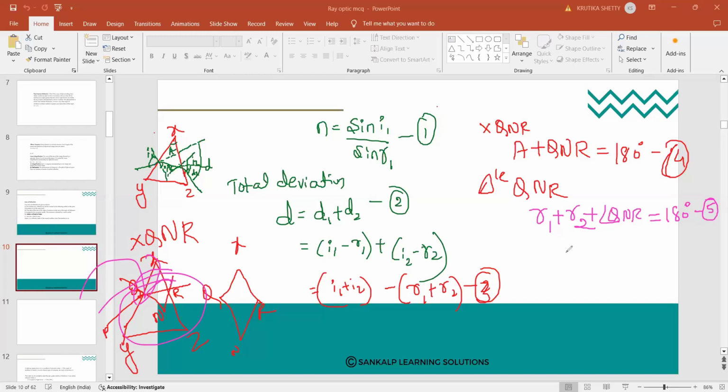So next, please copy down. I'm going for the next steps now. If I compare equations 3, 4 and 5 here, students, look: 180 degrees is equal to 180 degrees, and QNR is the same in these two. So when I compare equations 4 and 5, we can write A is equal to R1 plus R2. This is my equation 6. So if I compare the equations, A can be written as R1 plus R2.